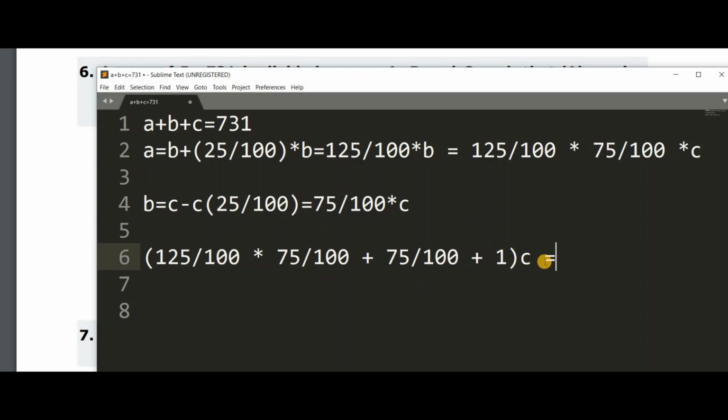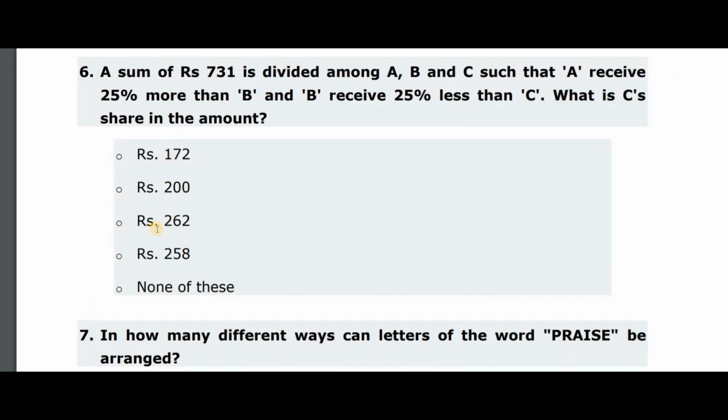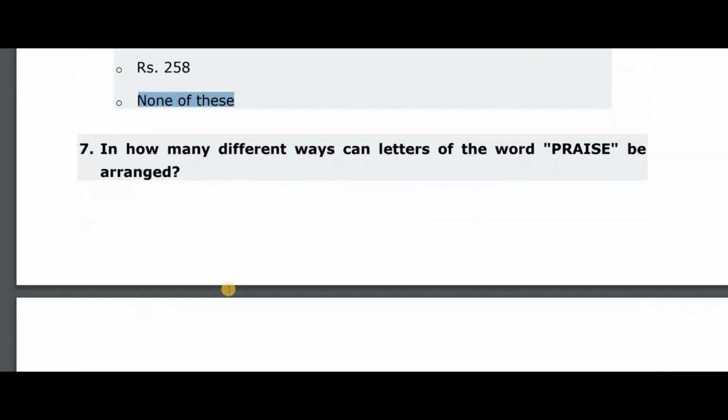is equal to 731. So if we calculate the value here, C is equal to 731, 2 zeros divided by 26,875. So C will become 272. So it is the final answer. So the C share will be 272 rupees. So as there is no option, we have to mark none of these.